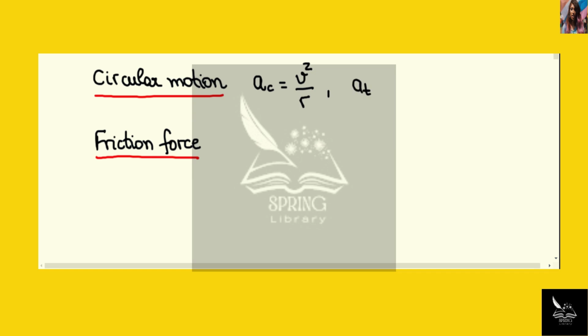Also, we have the tangential acceleration that is tangential to the trajectory and is equal to the derivative of the speed of the particle relative to time. So it pertains the change in magnitude of the velocity.